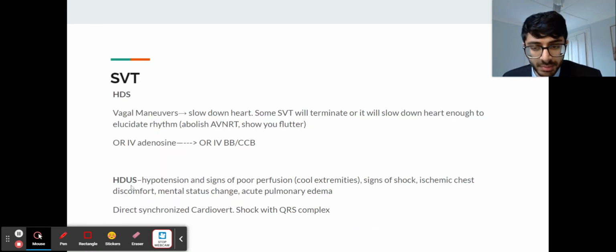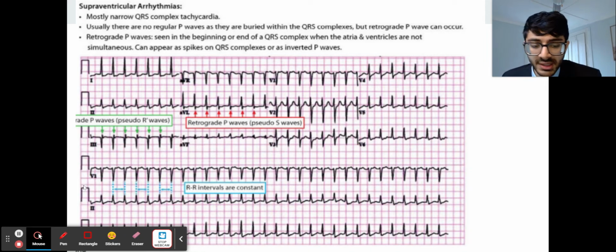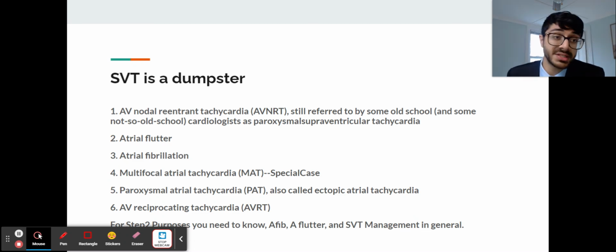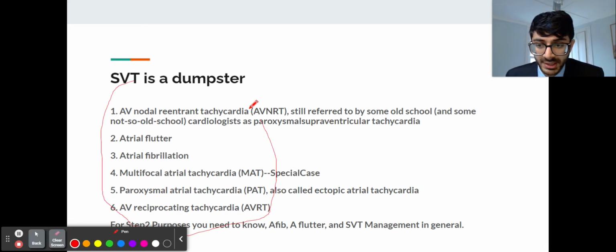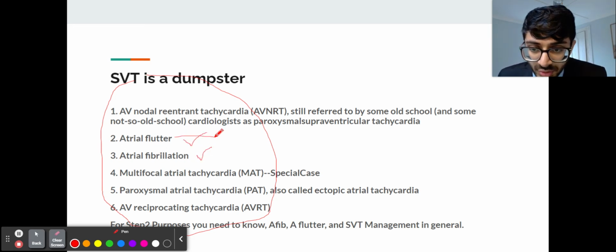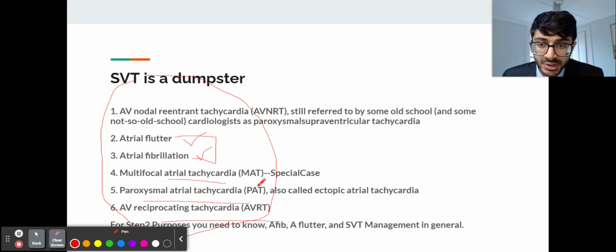Okay, so this is an SVT. SVT, you can pause this and read this. This is straight up from UR. I just want to point out that SVT is a dumpster classification. All of these rhythms are within SVTs. So we just did AFib. A-flutter is treated exactly the same as AFib, so keep these two similar in your mind. Multifocal atrial tachycardia, paroxysmal atrial tachycardia, AVRT, and AVNRT, right? So this is a dumpster classification. I'm just going to teach you what to do for specific SVTs.